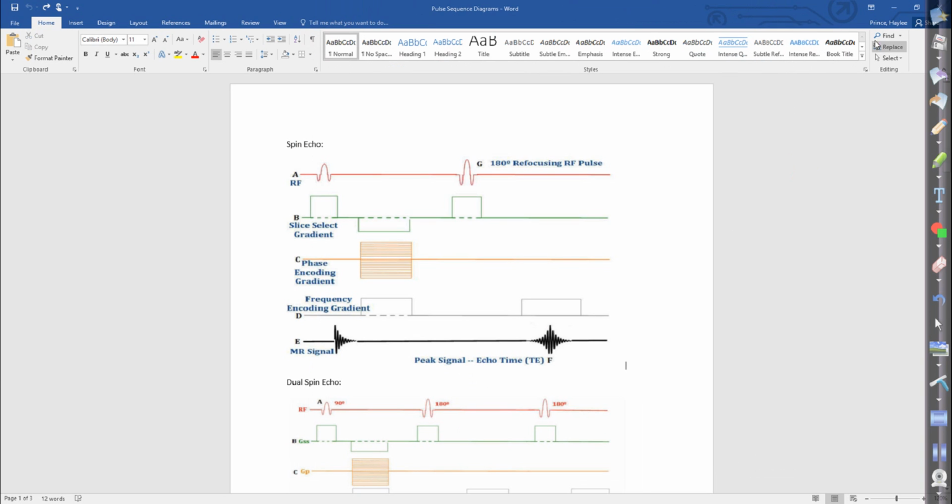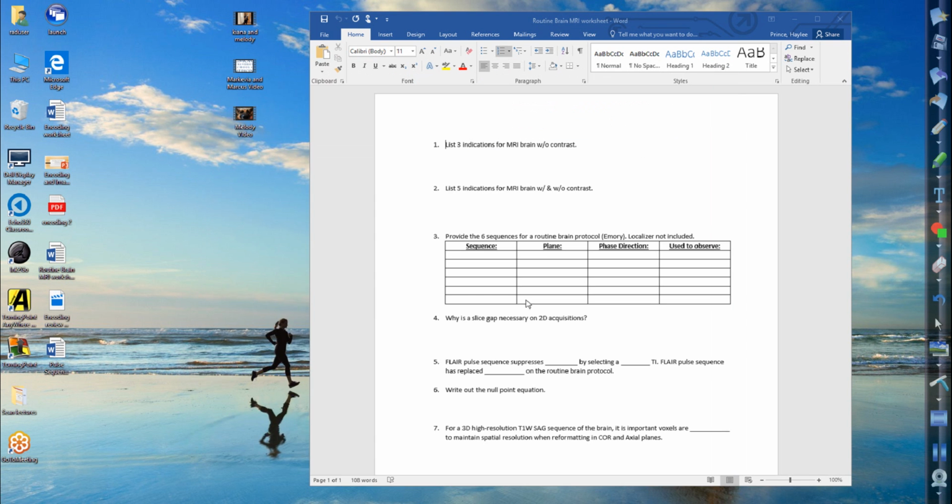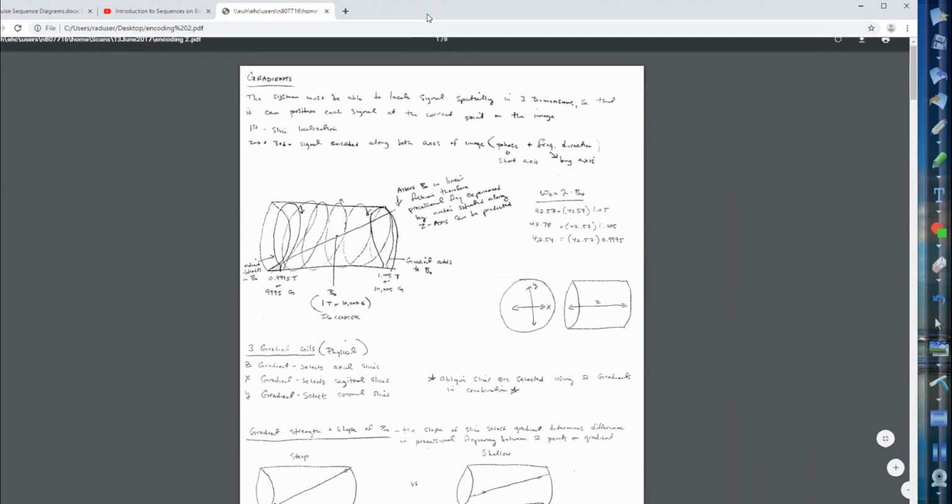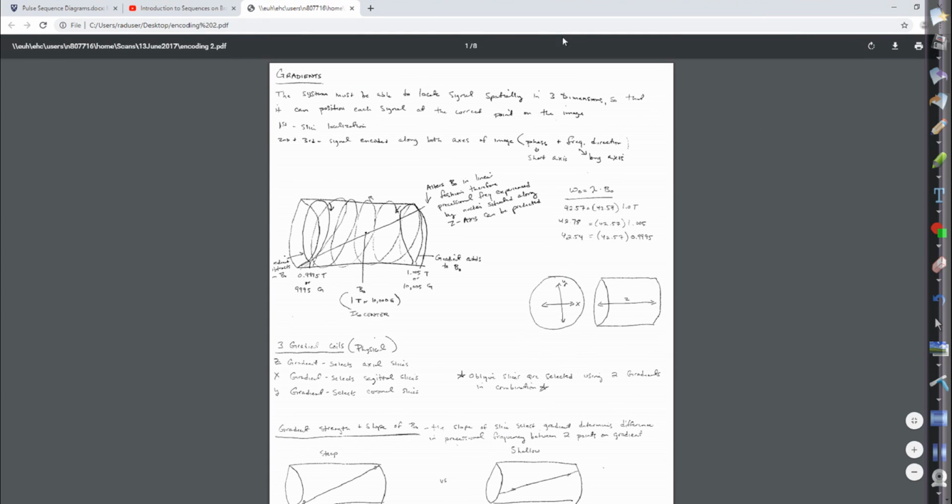All right, so let's go to this PDF review document, and let's review this entire chapter here. So make sure to bring this up. Okay. All right, so our gradients.